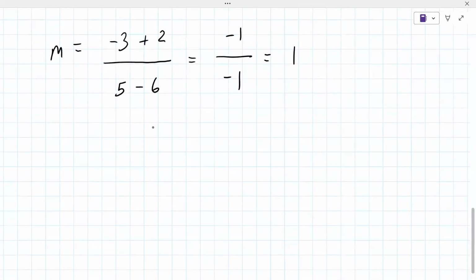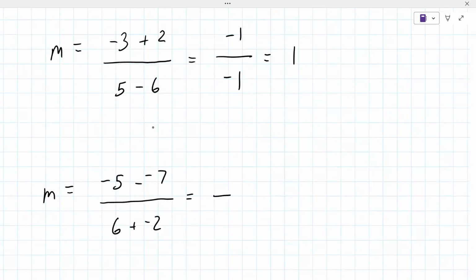Next thing is, let's say you get something like -5 minus a -7 over 6 plus -2. What does the top become? What does the bottom become? Would it be 2/4? The top is 2, the bottom is 4. Does that reduce? You can divide the top and bottom by 2.